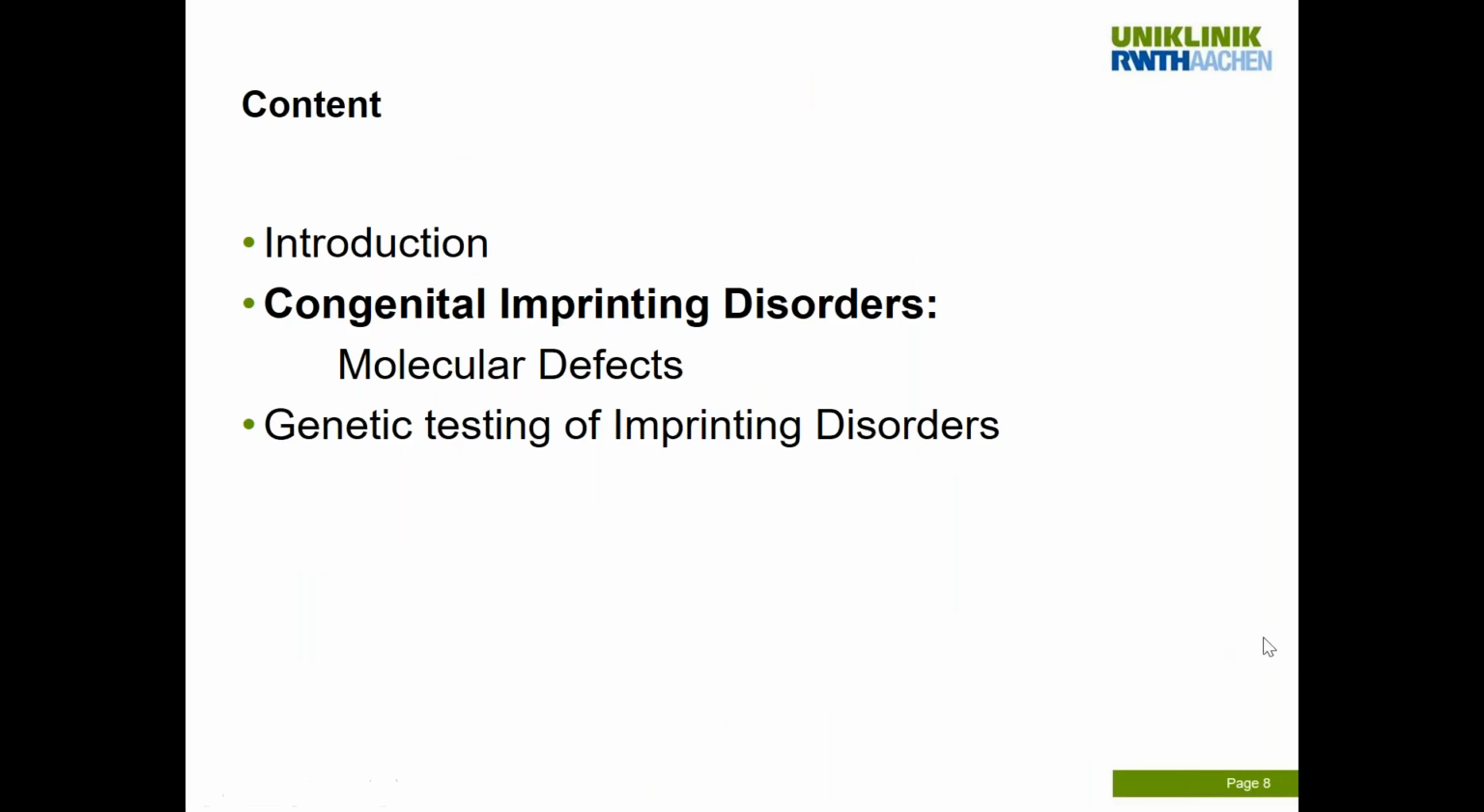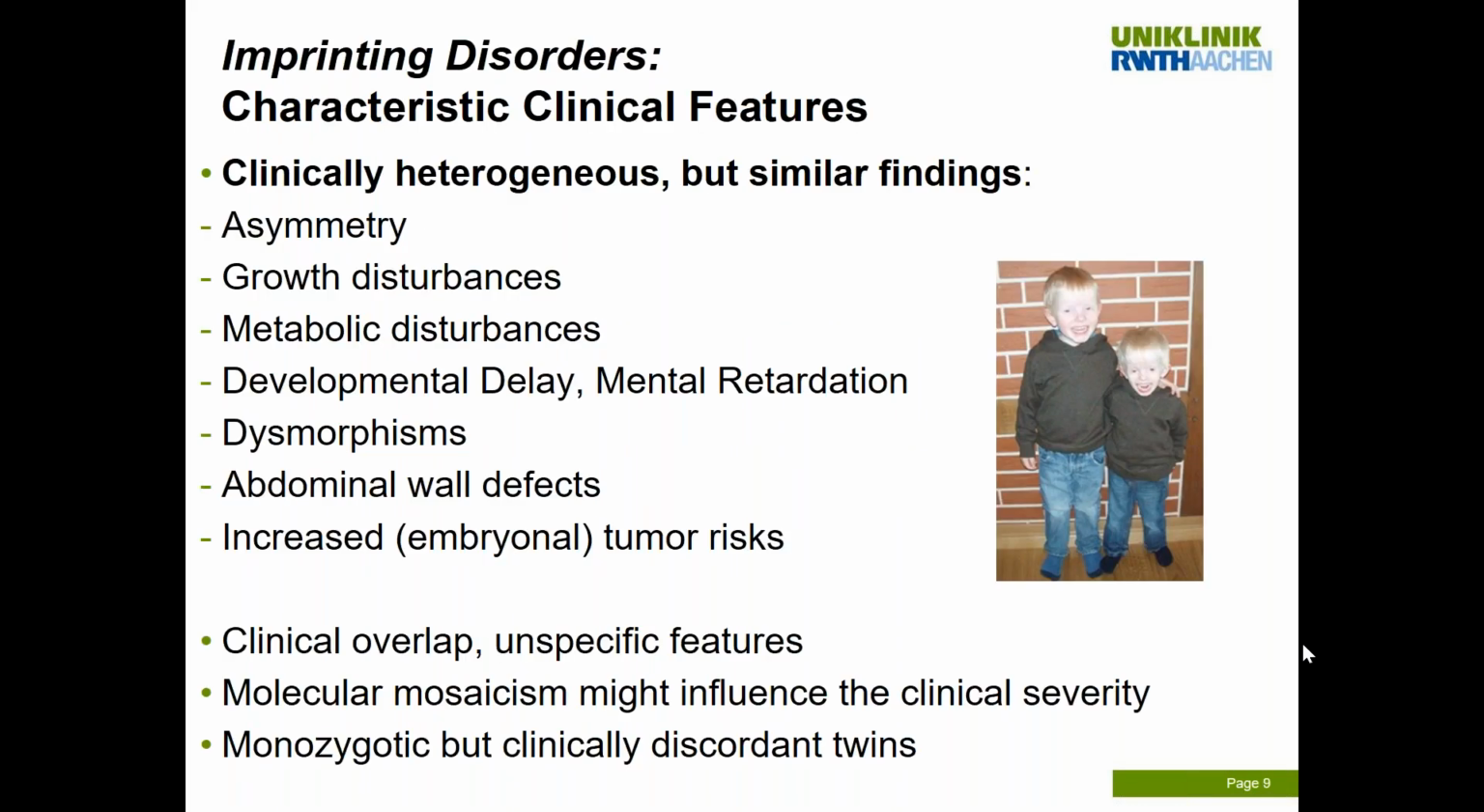We have already heard some of the following aspects from Irene Netchine in a great talk several weeks ago in the webinar on Silver-Russell syndrome, but I will repeat some of our major messages just to remind you why all these considerations are important for genetic testing of imprinting disorders. Imprinting disorders are characterized by specific clinical features and, on the other hand, by molecular genetic features. I will talk about this later. Let us start with the clinical features.